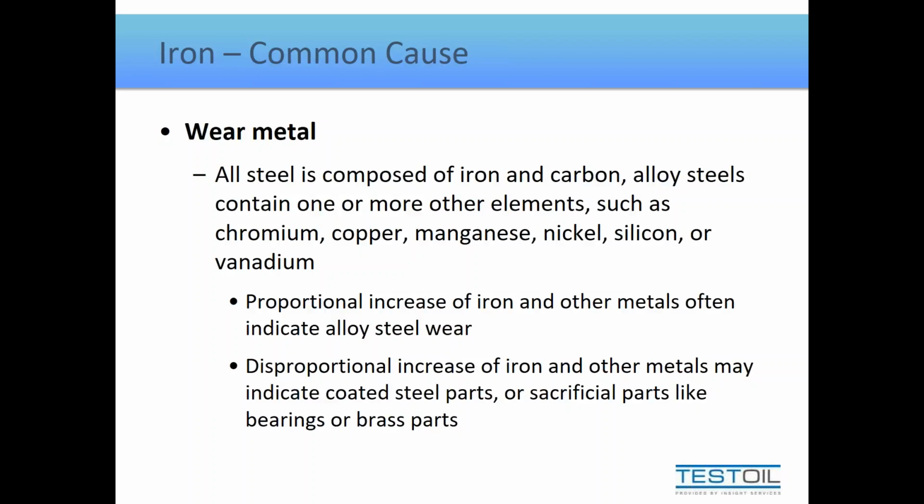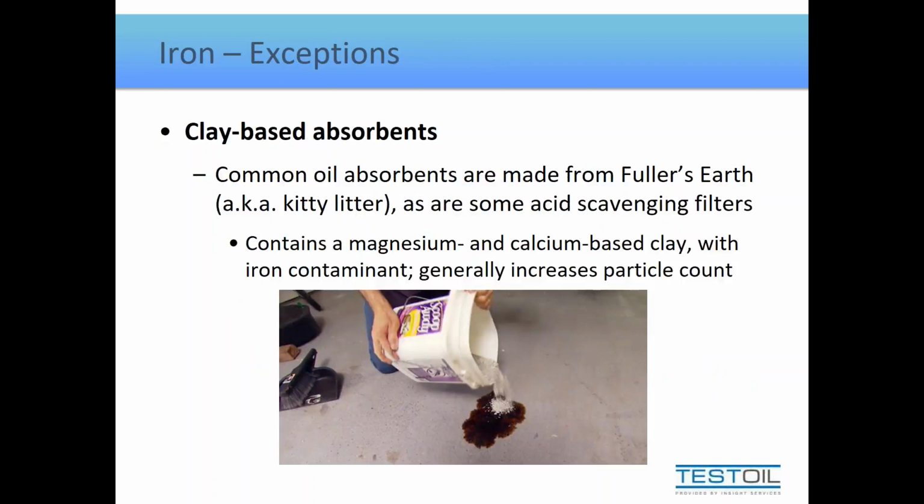But in conjunction with iron, rather than assuming that the iron is rust due to water ingression, one of the other things I like to point out, because it's relatively common in the industry, is that any form of oil absorbent that's clay-based uses a clay called Fuller's earth, or what most of us know as kitty litter. And it is a magnesium and calcium-based clay. It has some iron in it as a contaminant. That's what gives it the sort of orange color that it often has.